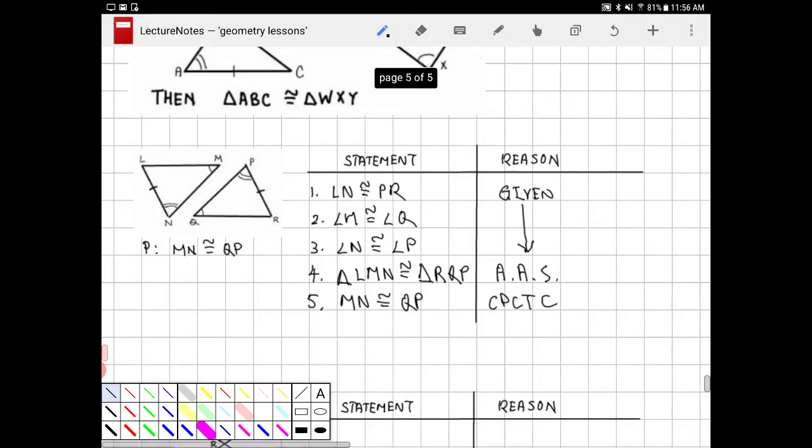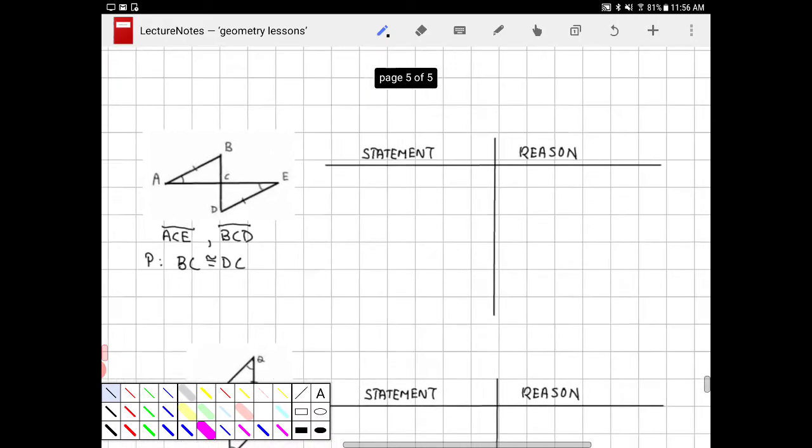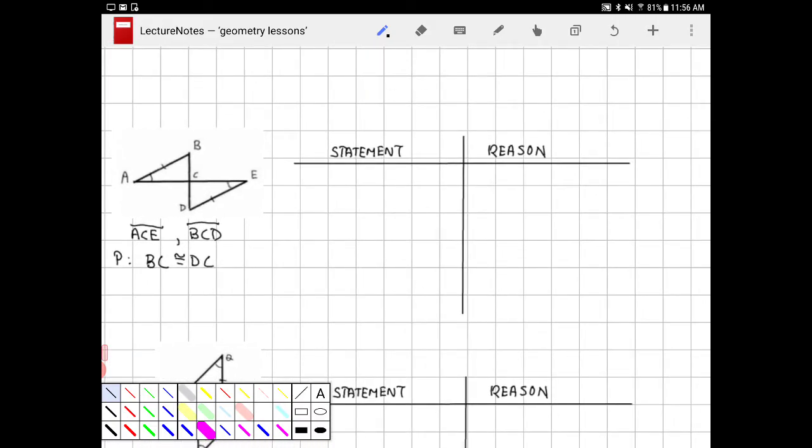Let's take a look at our next example. So here we have two triangles, and here I'm telling you that ACE is a straight line where points A, C, and E are collinear. I'm also telling you that points B, C, and D are also collinear on a separate line. Both lines intersect at C. Pause the video for a moment to see if you can figure out how we can prove this statement in this problem here. Welcome back.